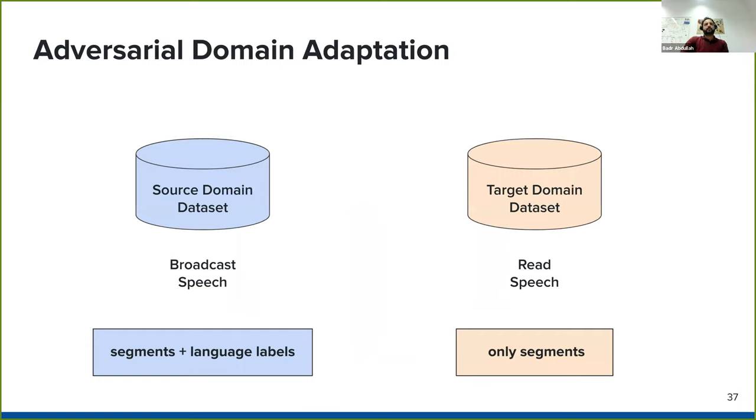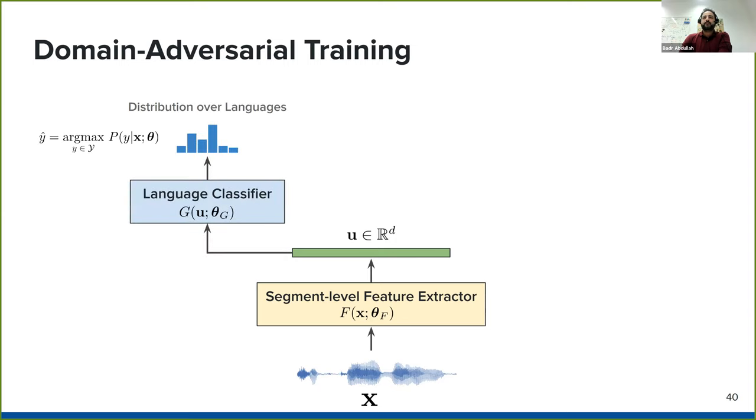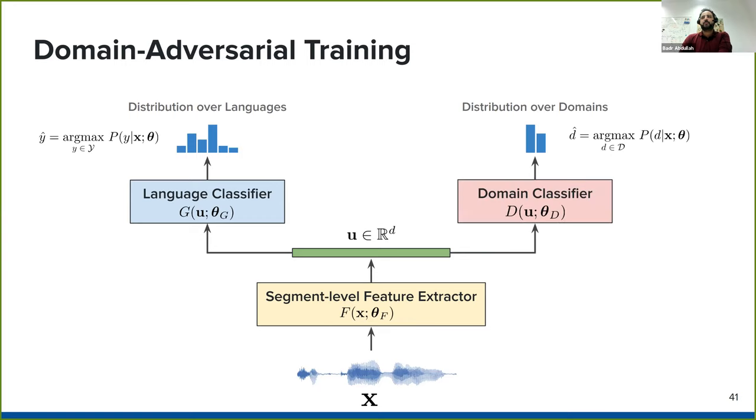And then we thought maybe we should explore adversarial domain adaptation strategies. What we want to do is to use the target domain to adapt the model. So we take only the segments from the read speech data, but without the labels. And this would help the model to better transfer to the target domain. So for this domain adversarial training, we have this part the same as in the baseline model, and here we also have a distribution over the languages. This remains the same, but we add another head to the model that has to do the domain classification task.